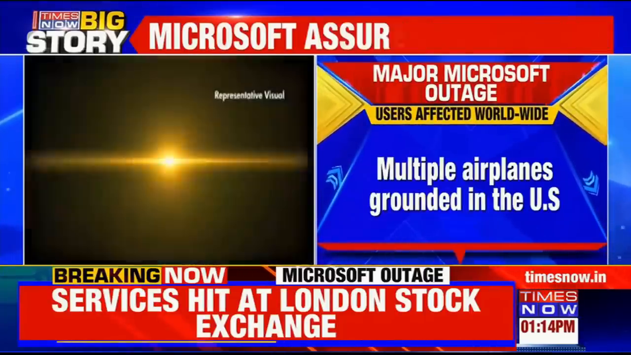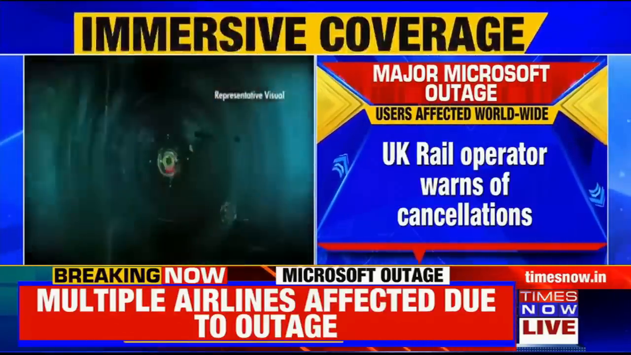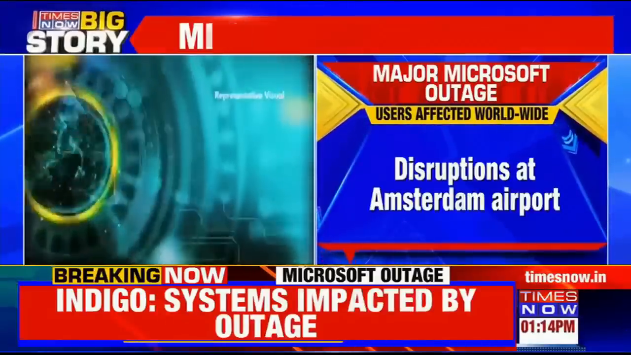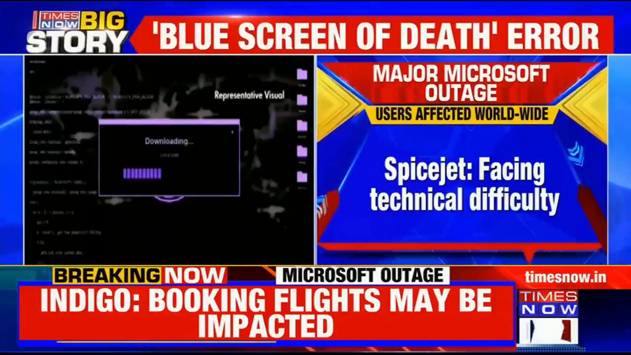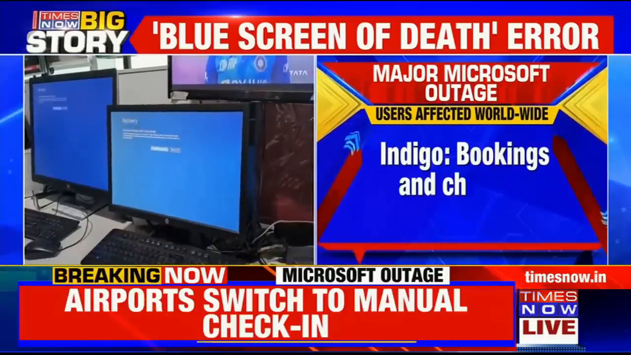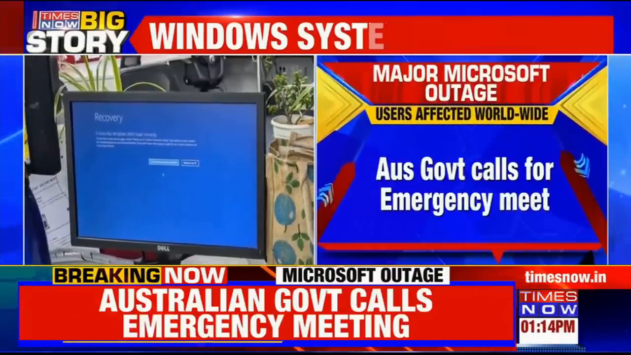So multiple applications are down. That has also led to a disruption of services across banks and the aviation industry. Airline after airline is putting out updates about the status of their flights and bookings, asking passengers to connect with the airlines. Several users of Microsoft across the globe are staring at a blue screen at the moment.